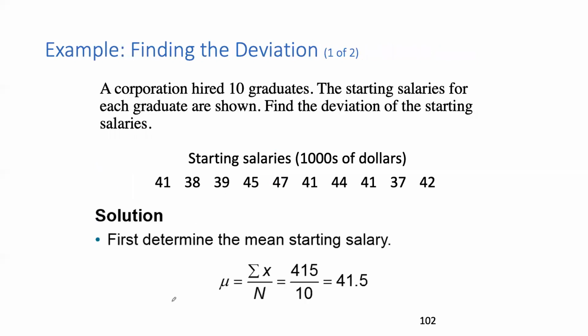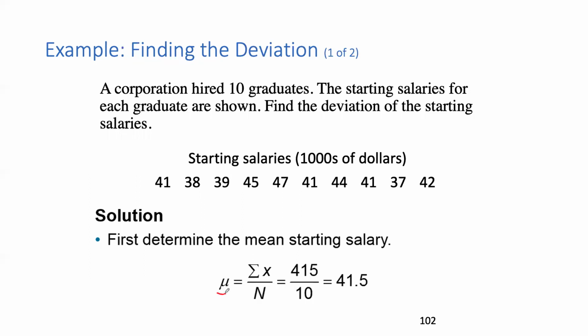Okay. So let's think about how we calculate the deviations and the variance and standard deviation. Now we have the same data set. A corporation hired 10 graduates, and these are the starting salaries of those 10 graduates. Before we do anything else, we want to know whether this is a population data set or a sample data set. This has data on all 10 graduates that the corporation has hired. So we have data on every single one of them, so this is a population data set.